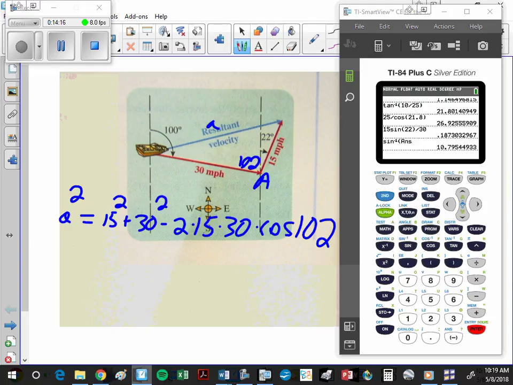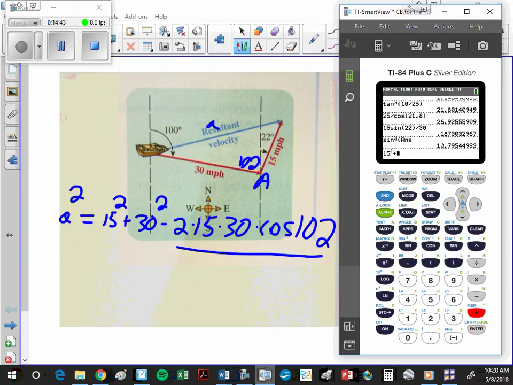Yeah, it's basically the Pythagorean theorem. The only difference is this piece: minus 2 times 15 times 30 times the cosine of 102. And remember, the law of cosines is determined by the angle. The angle tells you which formula to use, whether you do the A, the B, or the C formula. Okay? So 15 squared plus 30 squared minus 2 times 15 times 30 times the cosine of 102. And that is actually A squared.